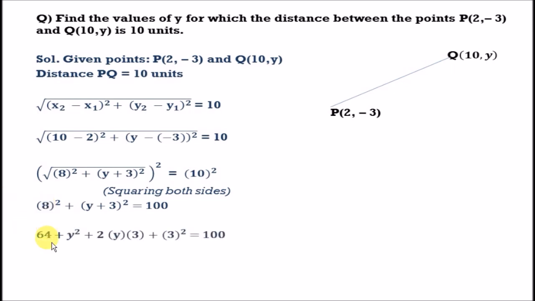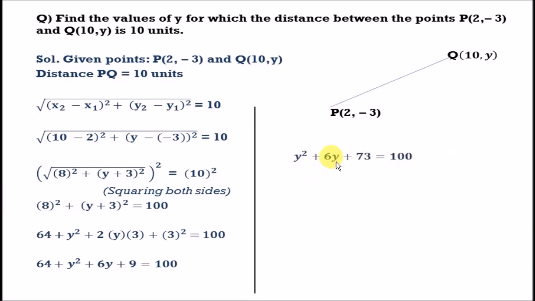8 8s are 64 plus (y plus 3) whole square, which is in the form of (a plus b) whole square. So a square, that is y square, plus 2ab, 2 into y into 3, plus b square, that is 3 square, equals 100. 64 plus y square plus 2 3s are 6 into y, 6y, plus 3 3s are 9 equals 100. Now y square plus 6y plus 64 plus 9, 73, equals 100.